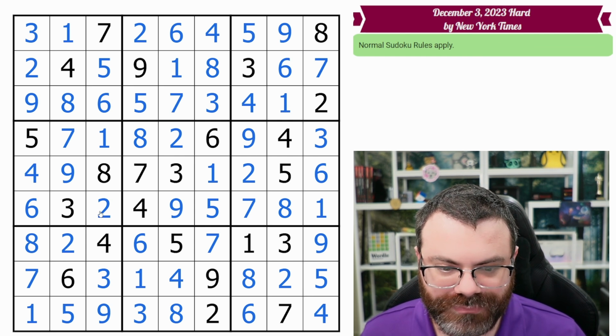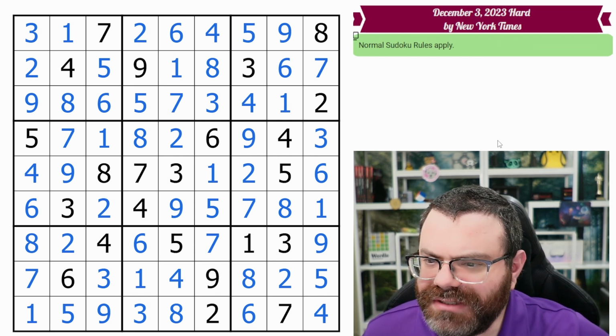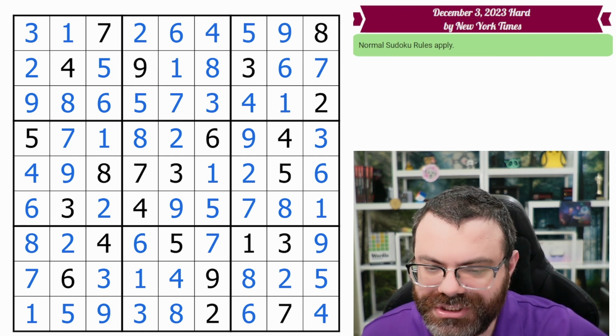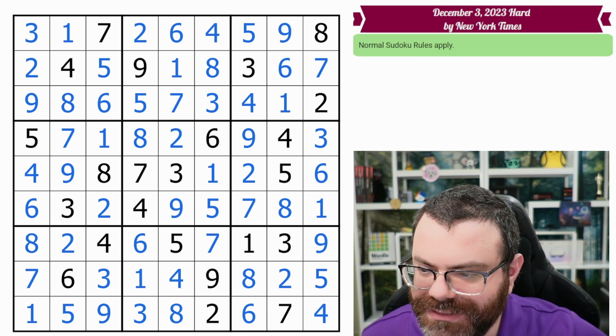But yeah, cool. Interesting puzzle today. It took a while. It took a lot of deductions to get it to collapse. So that was nice. Let me know how you did.